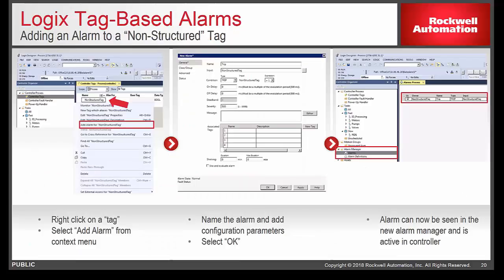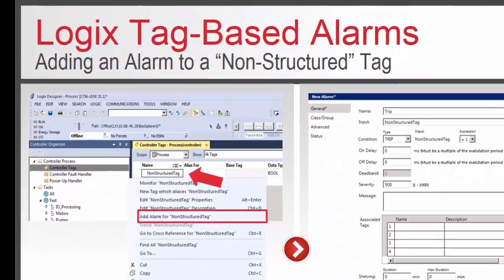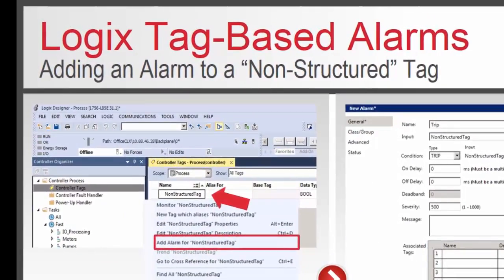So how do tag-based alarms work inside Logix? What you will actually do is add the alarm structure to any existing tag. So how do you do that? Simply right-click on a tag and it'll pull up a context menu. Simply select Add Alarm from that menu. That will pull up the new alarm configuration screen.